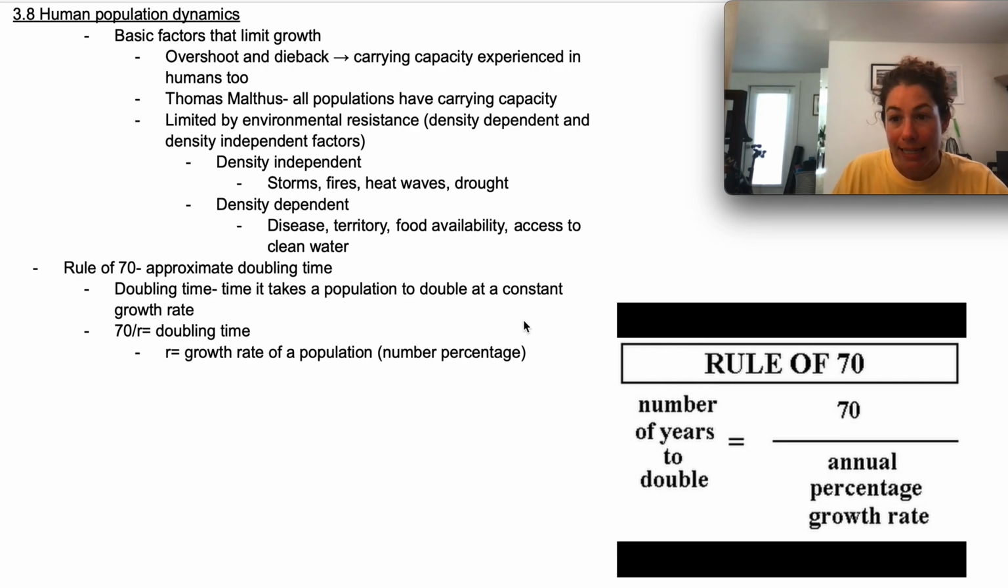We can see how long it takes for a population to double by the number of years it takes to double is equal to 70 over the annual percentage growth rate. So if I give you the annual percentage growth rate, I fully expect you to tell me how long it will take to double. So if I tell you that the annual percentage growth rate is 7%, then you do 70 divided by 7. You keep it in a full number, and that is about 10 years for your population to double. You will need to do this on the midterm. You will need to do this on the AP exam. So be ready to use the rule of 70.